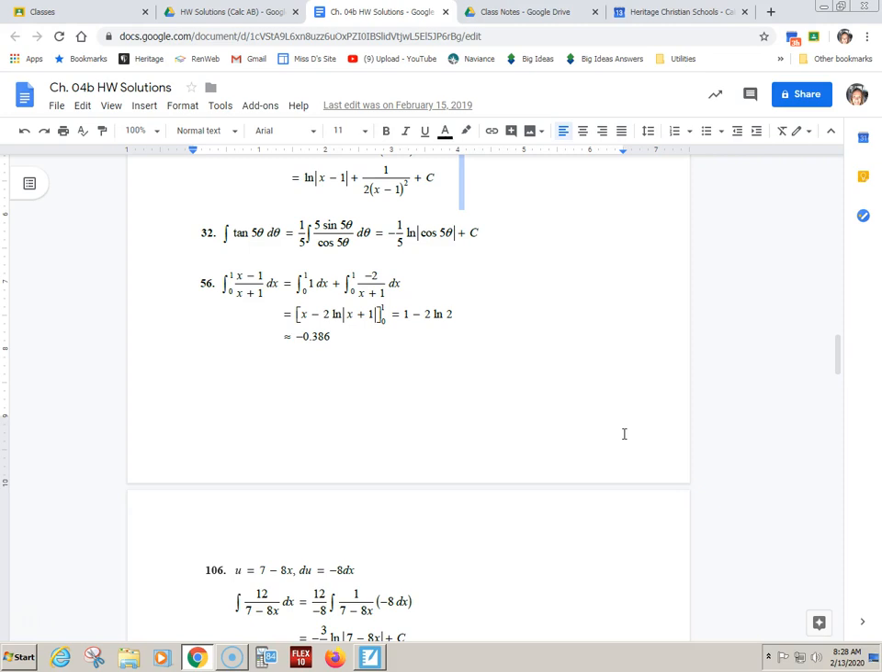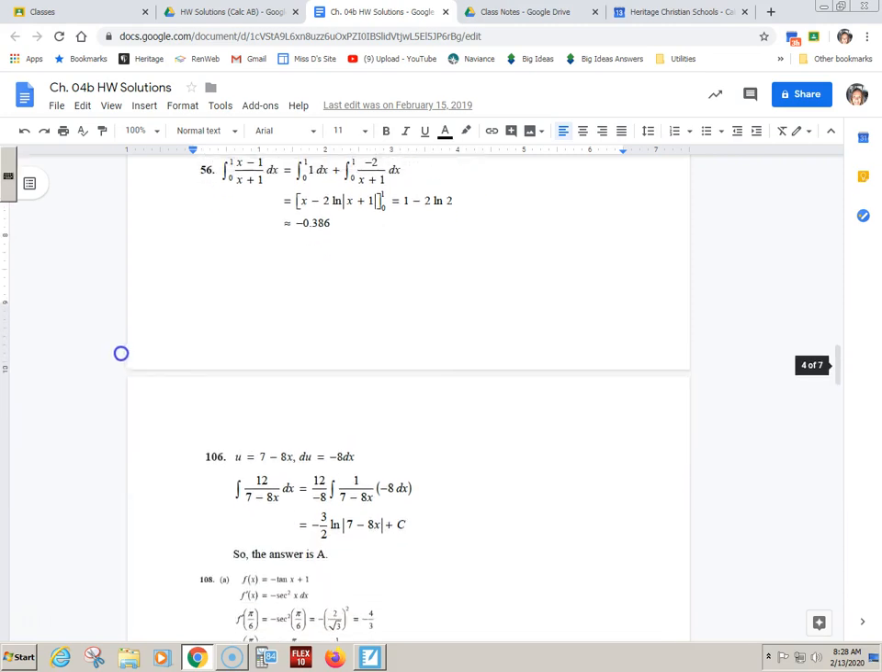Number 56, did you guys divide? You didn't have to, but you could have, because the degree of the top was tied with the bottom. You could have divided. You would have gotten 1 with a remainder, because x goes into x 1 time. You would have gotten 1 with the remainder, which made it easier to solve, but you could have also done it with u-substitution integration on crack. That would have also worked.